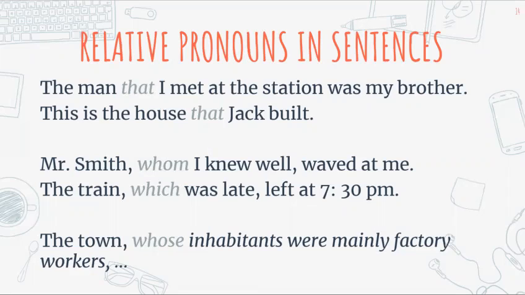So the train, which was late, left at 7:30 p.m. And again, which can be used for both people and things, right? The town, whose inhabitants were mainly factory workers. So whose here refers to the inhabitants in the factory. And we know that whose is also used in the possessive case.